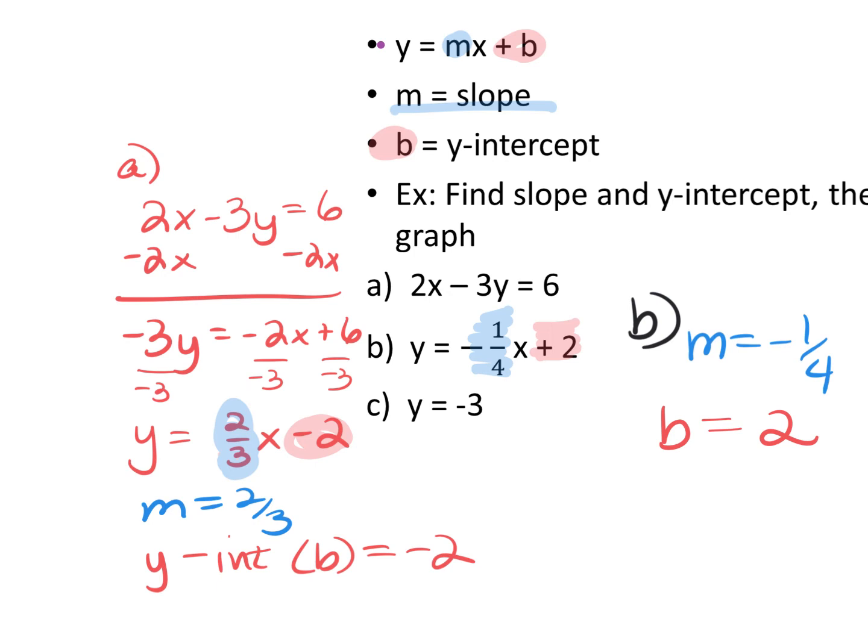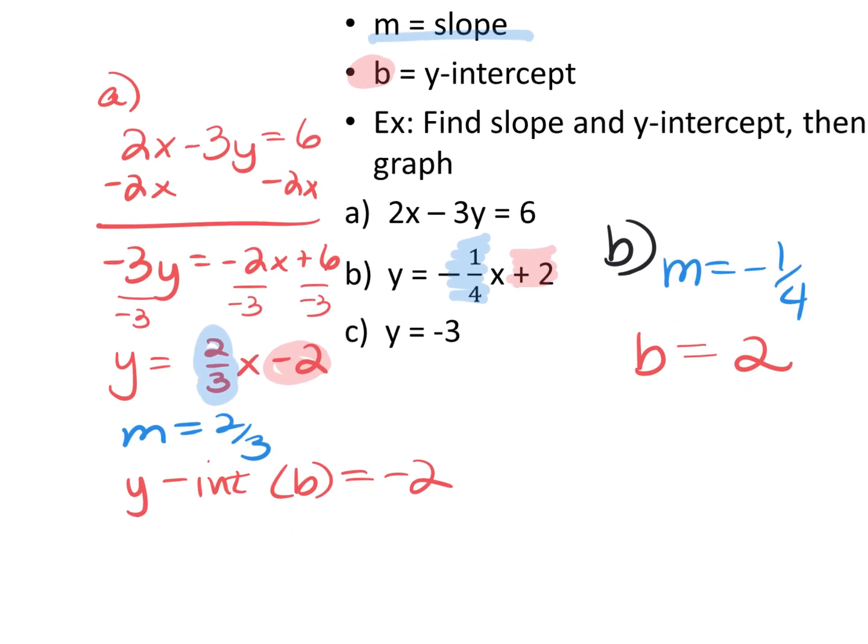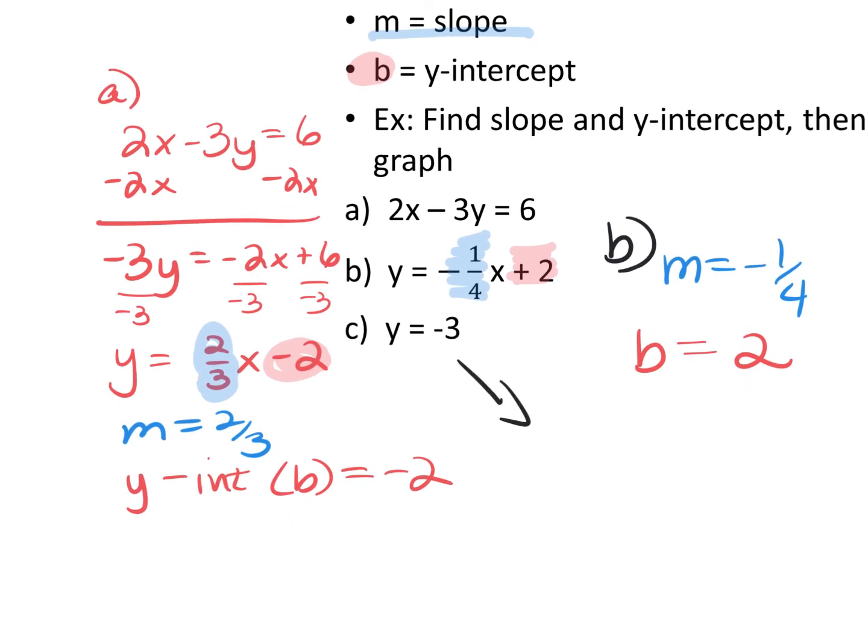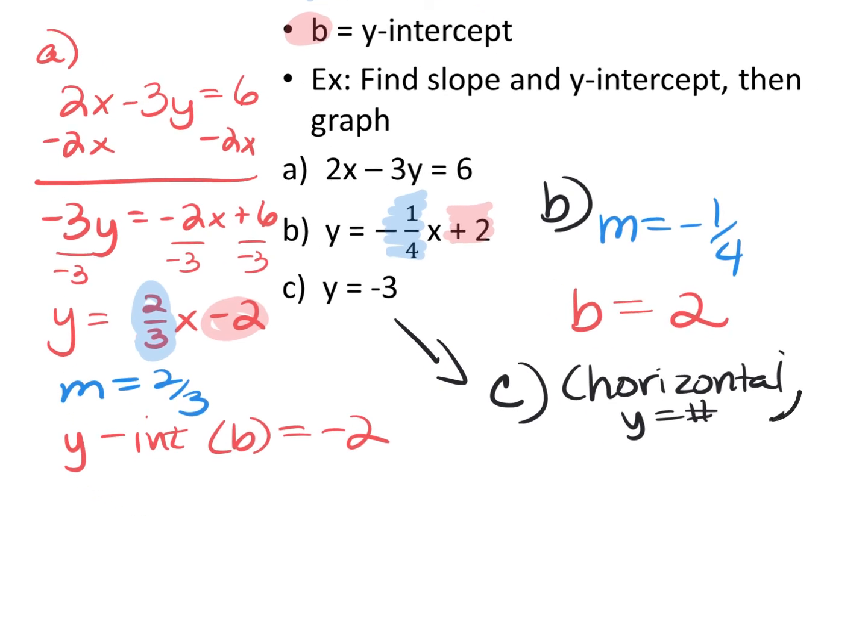Now for C, notice it just has y equals a number. So remember, when it's just y equals a number, this is going to be a horizontal line. So whenever it's y equals a number, so horizontal lines, the slope here is going to be 0, and my y-intercept, because it's a horizontal line through negative 3 on the y-axis, my y-intercept is negative 3.